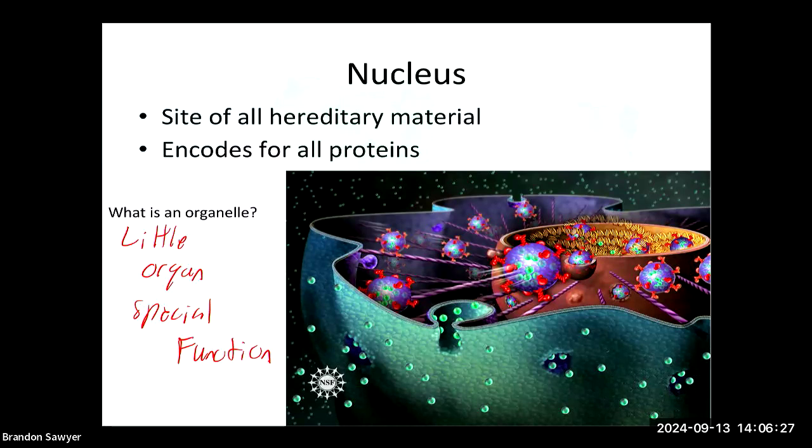So the nucleus is one of those. The nucleus is the site of all hereditary material. We're going to talk about DNA and stuff a little bit more on Monday. But this DNA is what's encoding for all proteins. So our genetic code is all found in the nucleus.